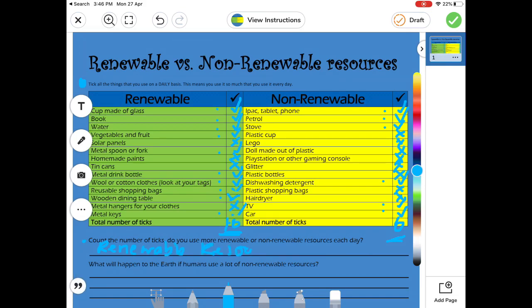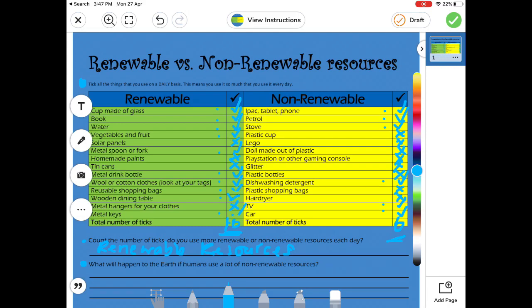resources each day. Oh my goodness, I hope your writing is better than mine. Okay, now this final part, this is tricky. This question means that you have to infer a lot of information and pull together all the stuff that you've learnt so far. So it's asking you what will happen to the earth if humans use a lot of non-renewable resources. I'm going to let you have a little bit of a think about that.